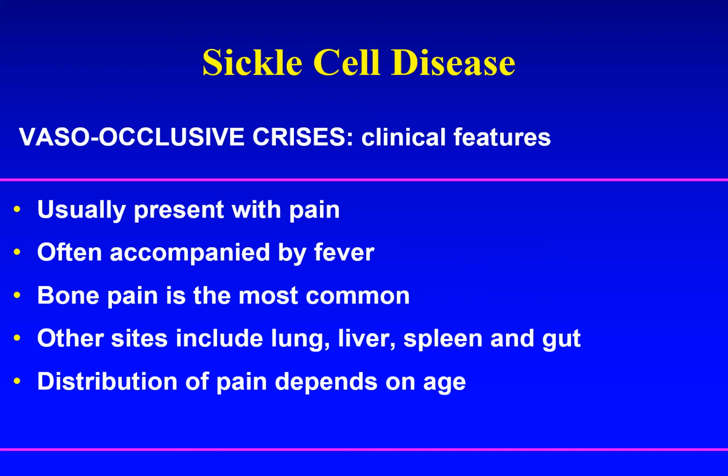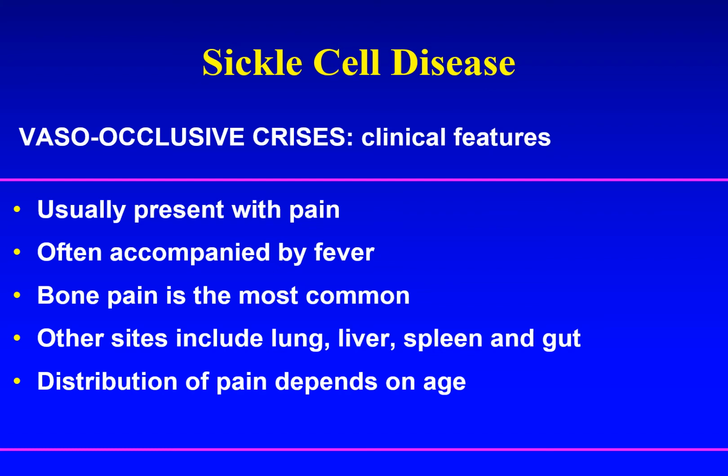So vaso-occlusive crises present with pain. They can present with fever. Bone pain is the most common feature that we see in children, but they can also have infarction of the gut. They can have liver and spleen sequestration and chest crises involving the chest and lungs.